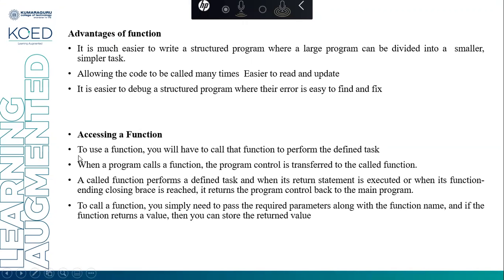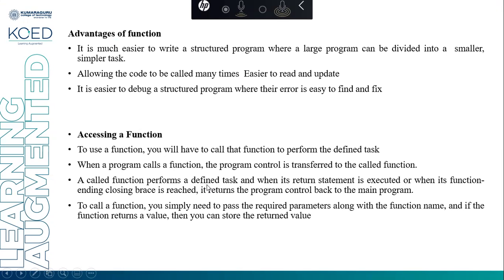Accessing a function. To use a function, you have to call that function to perform a defined task. When a program calls a function, the program control is transferred to the called function.